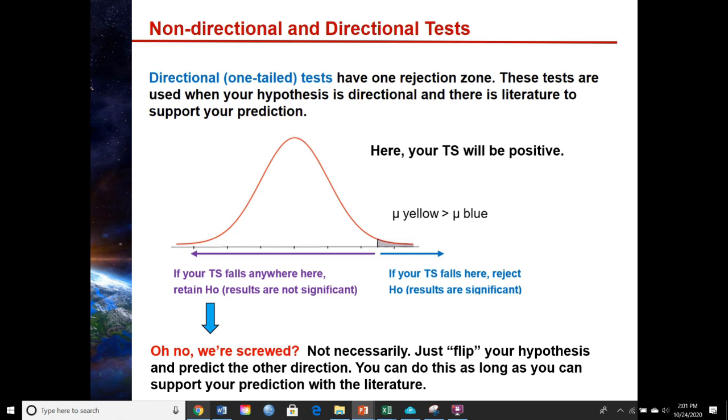I've now satisfied the criteria for that one directional test. And I can go ahead and run it. All right. And again, as long as my means are in the same direction as my prediction, I know I'm in the right tail. Okay, and I haven't violated any laws.